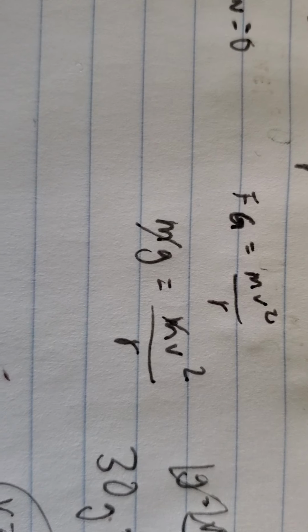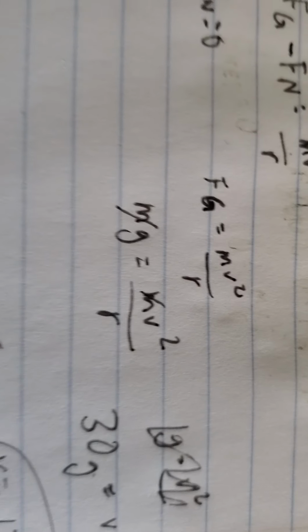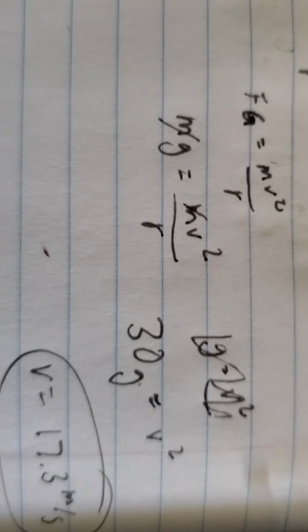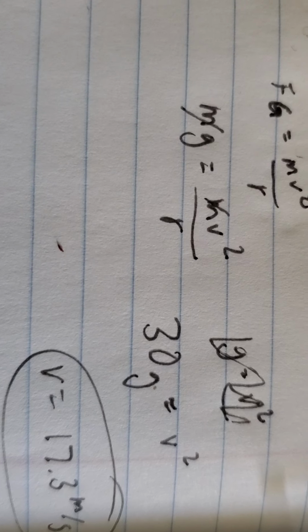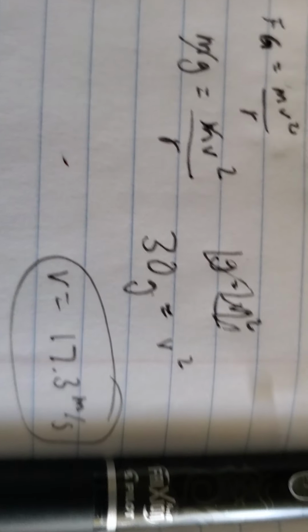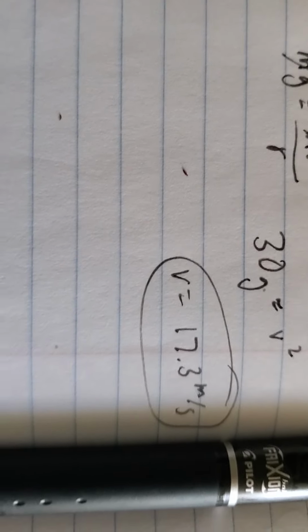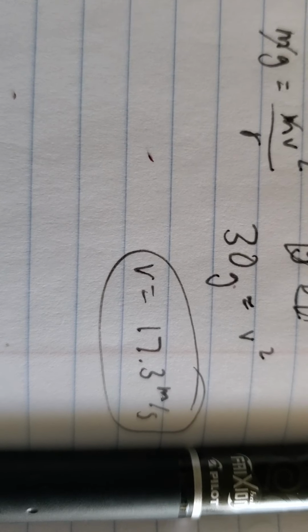And then we can change Fg, force of gravity, to mg, and the m's cancel out. And then we plug in the radius, which is 30, and we multiply r by both sides, so 30g equals v squared. You plug in the 9.8 or 10 for g, and you take the square root and you get 17.3 meters per second has to be the speed.